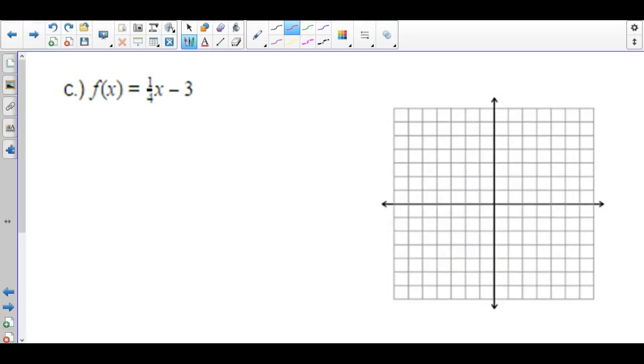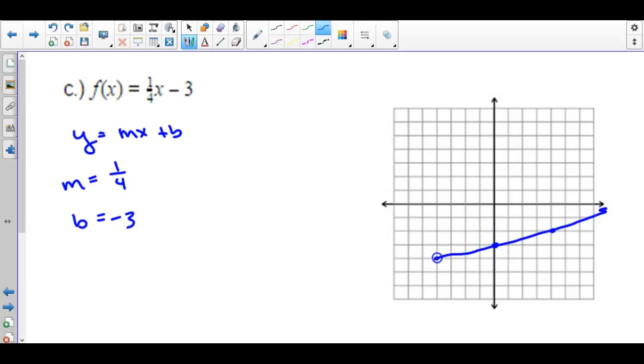Notice I don't have a table of values here. With the linear equations, I'm going to graph them in slope-intercept form, which is y equals mx plus b. I'm going to identify that my slope is 1/4 and my y-intercept is -3. So I'm going to start at -3 and put a point here, and then go up 1 and to the right 4, and I can also go down 1 and to the left 4, and both those points are going to be on that same line.